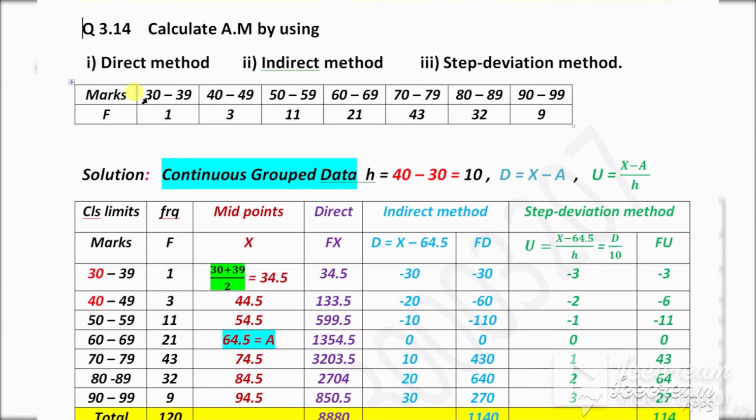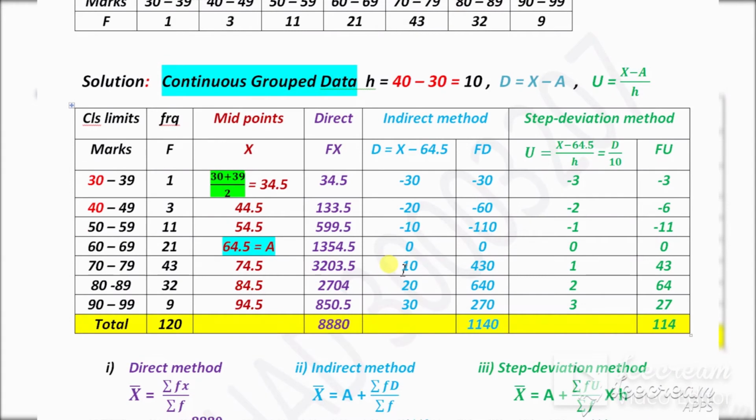For discrete group data, the first row had the discrete or countable numbers, and the second row was frequency. Although the second row here is also frequency, the first row here is class limits or class boundaries. When this class limits formation is given, it is called group data or continuous group data. For this type of question, how to calculate arithmetic mean by direct method, indirect method, and step deviation method, the calculation is given below. Just now consider the calculation.